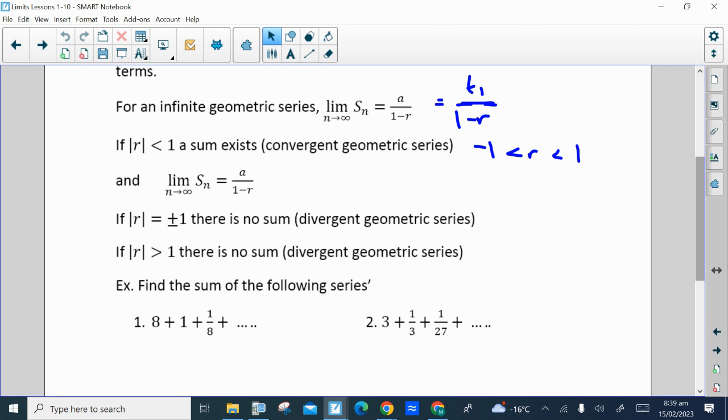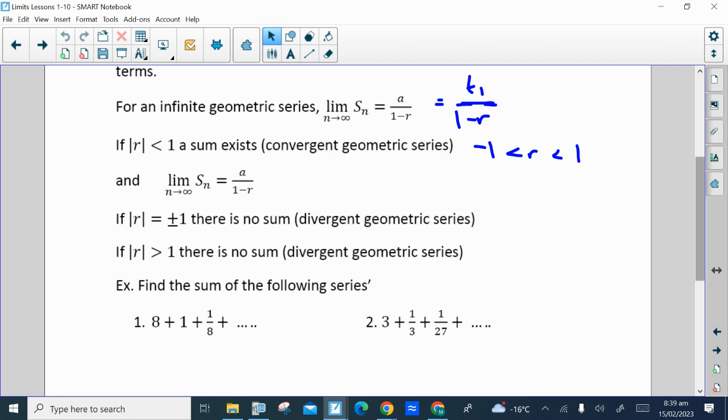Now, another way of saying the absolute value of r is less than 1 is basically saying that r is between -1 and +1. You see, when the common ratio is a decimal between -1 and +1, that's when the series will approach a sum. But when the common ratio is greater than 1 or less than -1, then no sum will exist. Also, when the common ratio is 1, positive or negative, once again, no sum will exist.